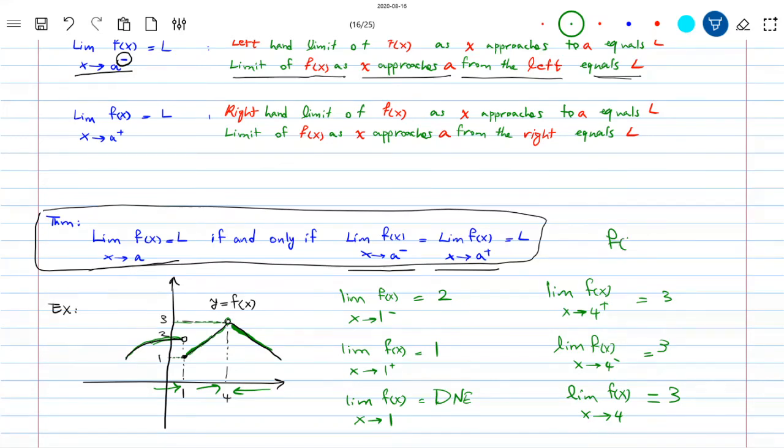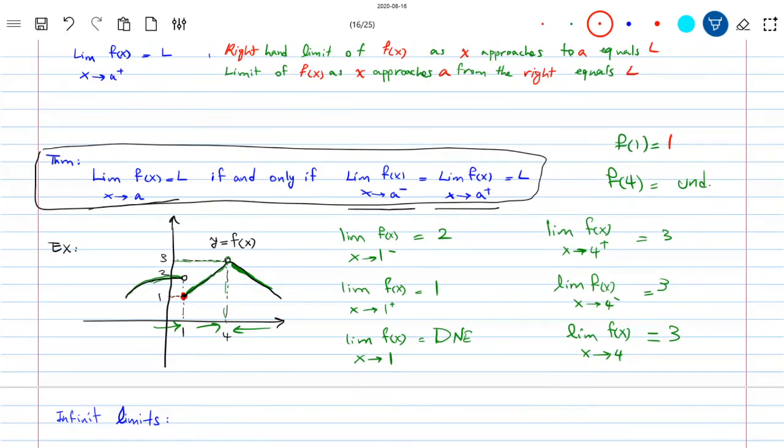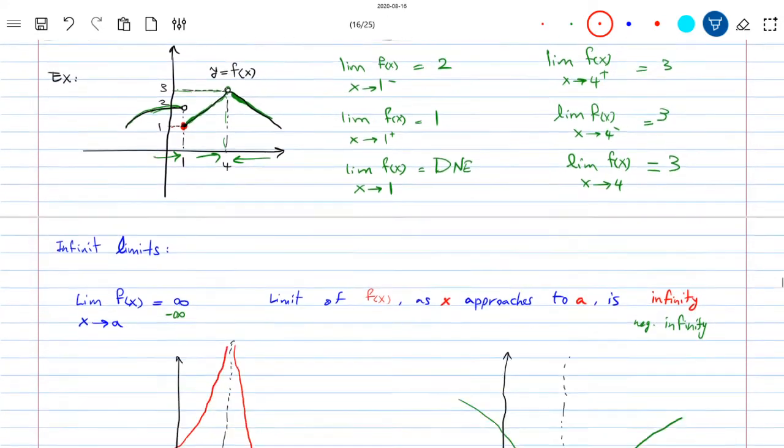If I ask you, what is f of 4? Now you look at the exact value of 4 and say, okay, f of 4, it's an open circle, so it's undefined. If I ask you what is f of 1, I look at the value at 1. Here's a closed point at 1. The other one is an open circle. So at 1, the y value is 1. There is a difference between the value at the exact point and the limit. The limit is what you expect. The value is what you look at exactly at that specific x point.